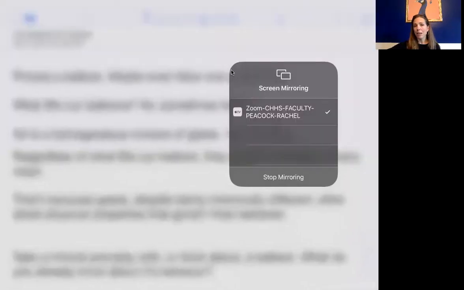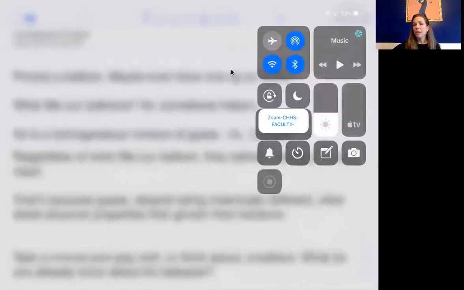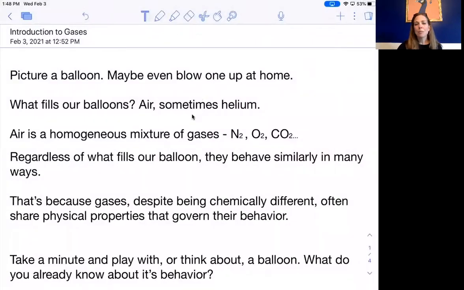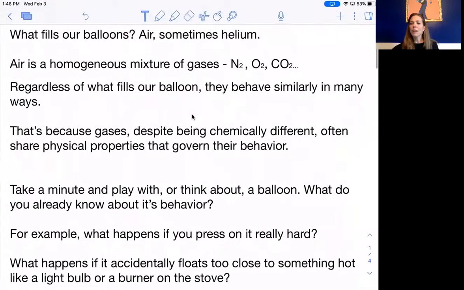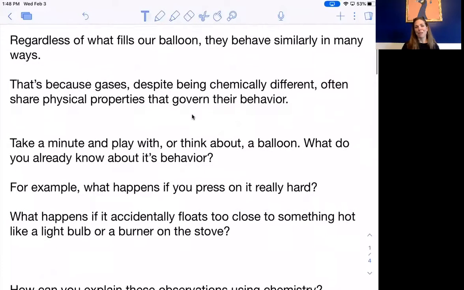Okay. So I'm going to encourage you to take a minute right now and play with your balloon or think about a balloon you've played with in the past. I am going to screen share with you from my iPad in just a sec. Okay. But the more you can activate your prior knowledge and your experience with balloons, that would be helpful. Okay. Because you want to think about, like, what do you already know about its behavior?